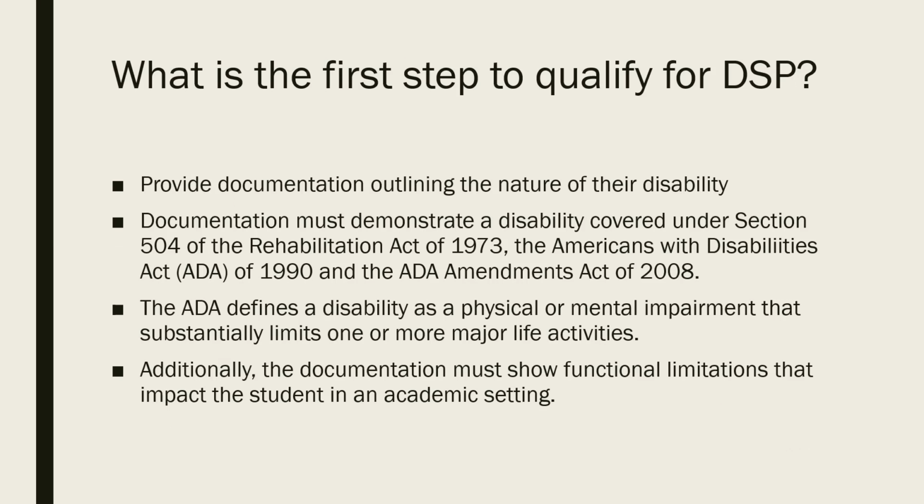The first step to qualify for DSP is to provide documentation outlining the nature of disability. Documentation must demonstrate a disability covered under Section 504 of the Rehabilitation Act of 1973, the Americans with Disabilities Act, ADA, of 1990, and the ADA Amendments Act of 2008. The ADA defines a disability as a physical or mental impairment that substantially limits one or more major life activities. Additionally, the documentation must show functional limitations that impact the student in an academic setting.